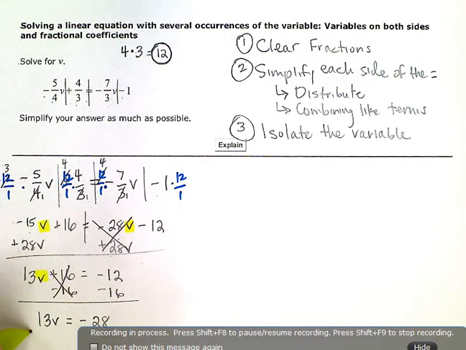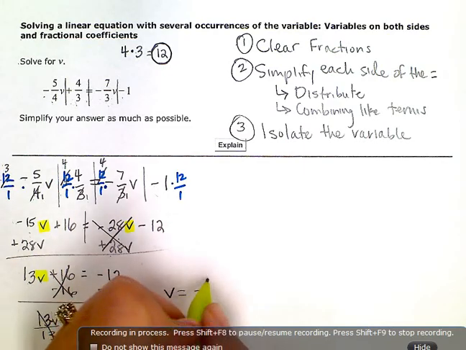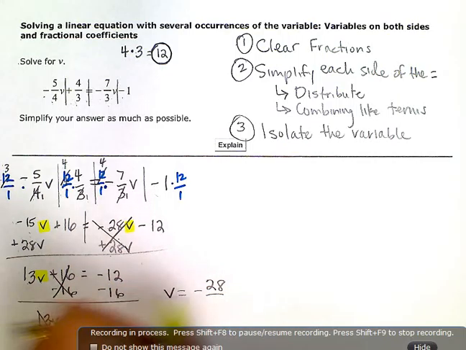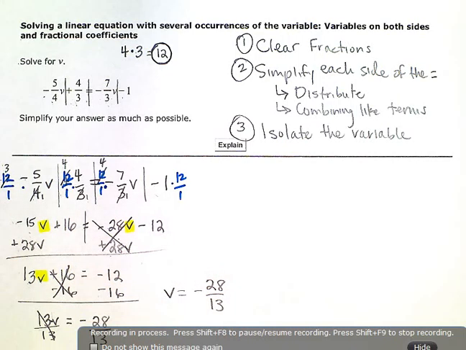Last thing I need to do to get the v by itself is get rid of the coefficient, the number that's directly attached to my variable. And this is implied or hidden multiplication, 13 times v. So to undo that, the inverse is to divide by 13. The 13's cancel, and I am left with final answer v is equal to negative 28 over 13. And I can leave that fraction improper.